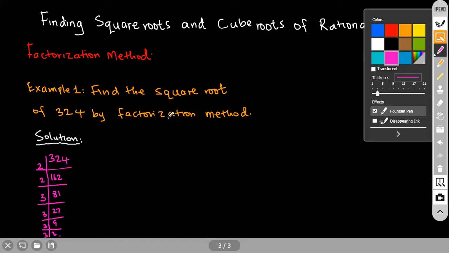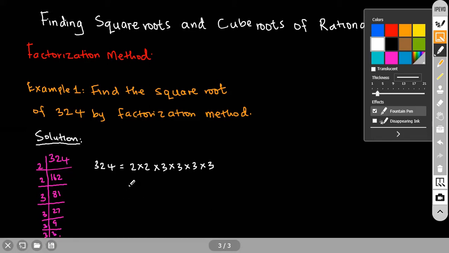Okay, so you can see that 324 is equal to 2 times 2, and then we have 3 four times. So times 3, times 3, times 3, times 3. Okay? 2 times 2, this one and this one. 3 times 3, this one and this one. Then 3 times 3, this one and this one.